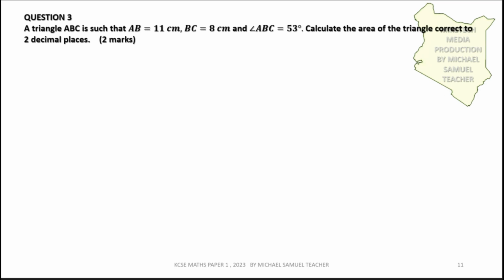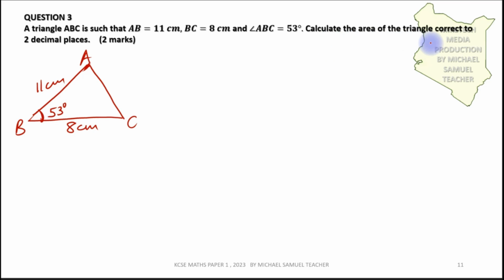So for this question, let me just sketch the triangle. Since it is a triangle, just make a sketch of it. So triangle A, B, C. Side AB is 11 centimeter, and BC is 8 centimeter, and angle ABC is 53 degrees. We need to calculate the area of the triangle correct to 2 decimal places.